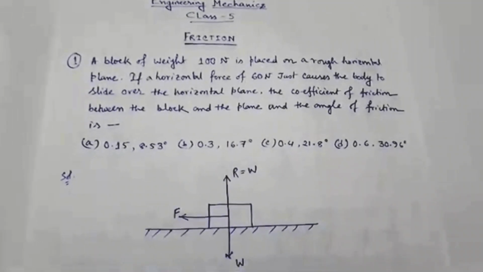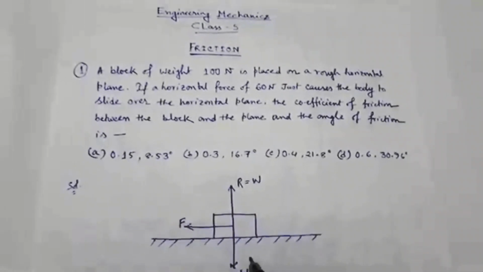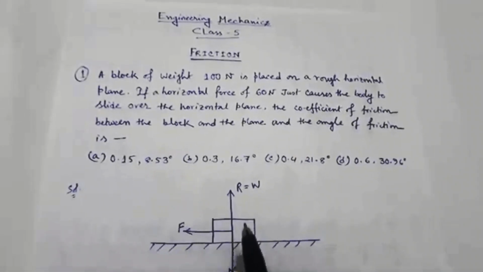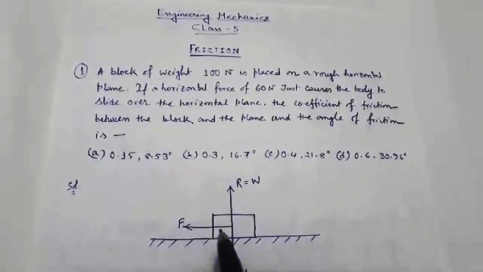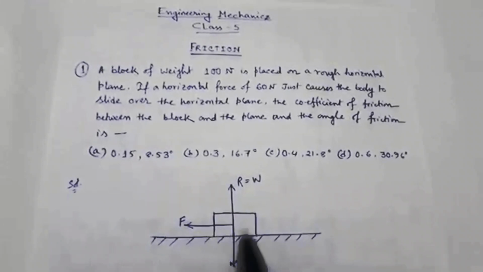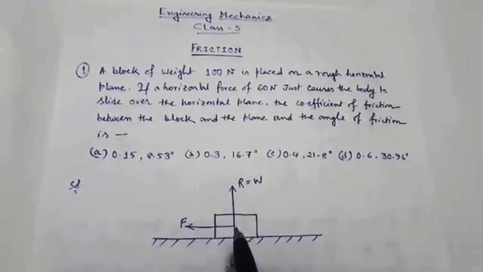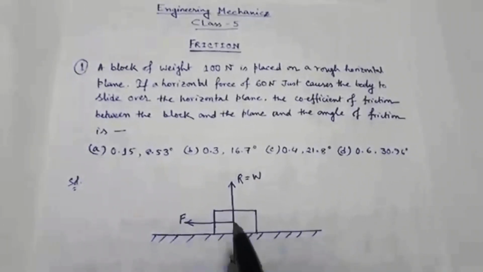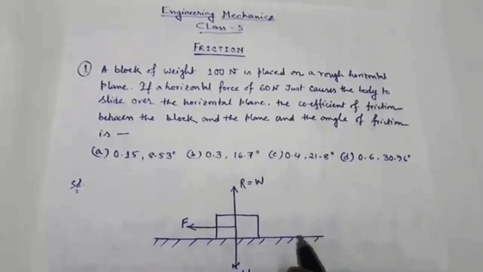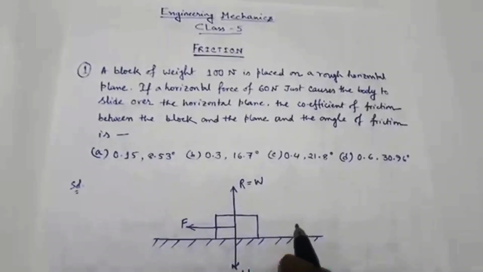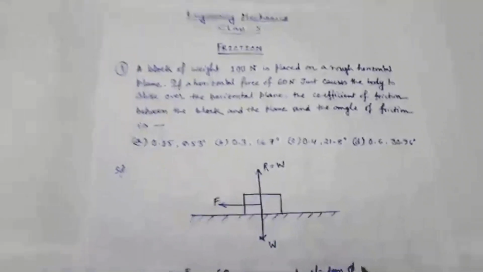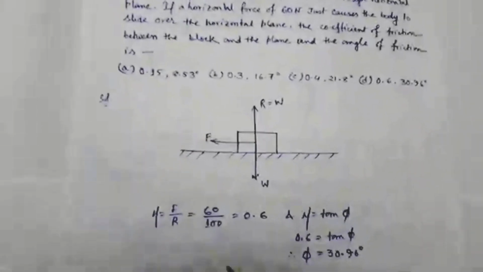Assume this is the block, and the weight is 100 Newton, placed on a rough horizontal plane. A horizontal force of 60 Newton is applied, which just causes the body to slide over the horizontal plane. We have to find out the coefficient of friction and the angle of friction.